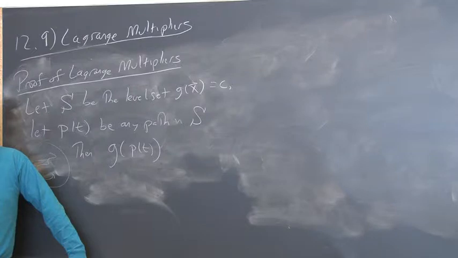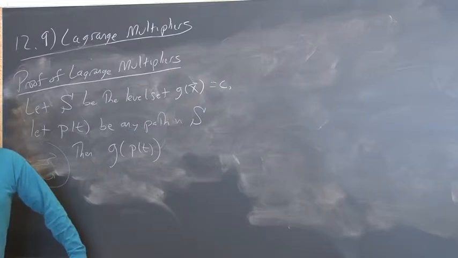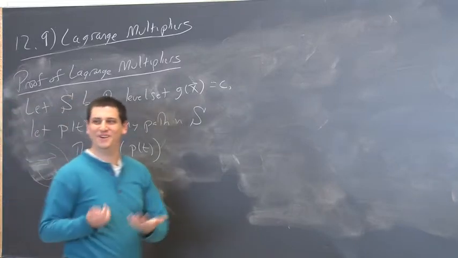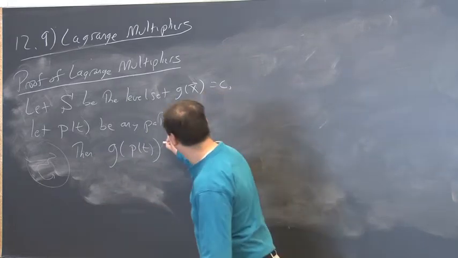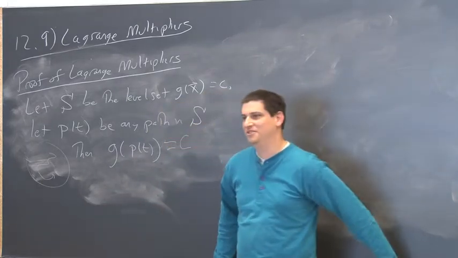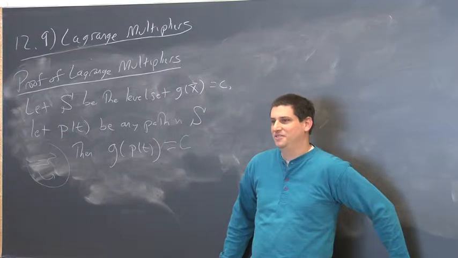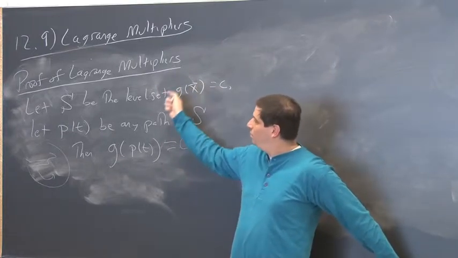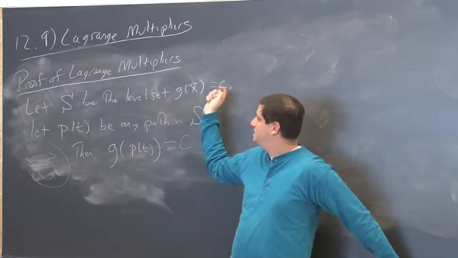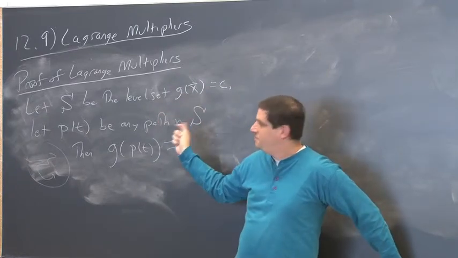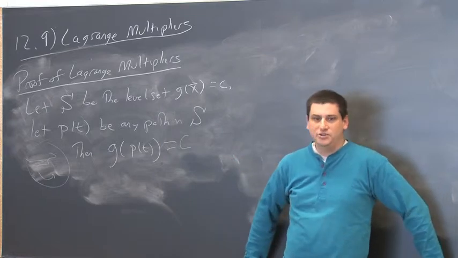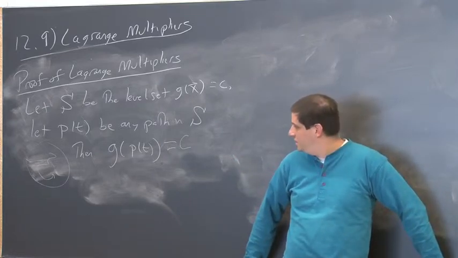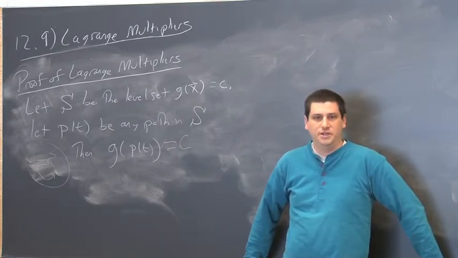What does that equal? Yes. It equals c. Why? Quantify in a little bit more detail as to why it has to. I agree it has to. Why does it have to? Because it's on the surface. S is all points that evaluate to c under g. P of t stays in S. And so since everything in S evaluates to c, then this has to evaluate to c.